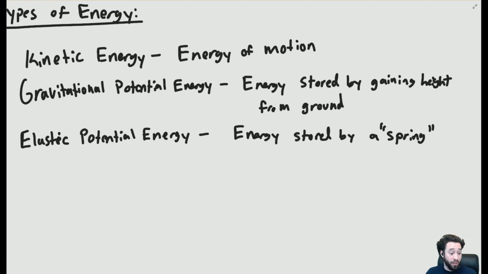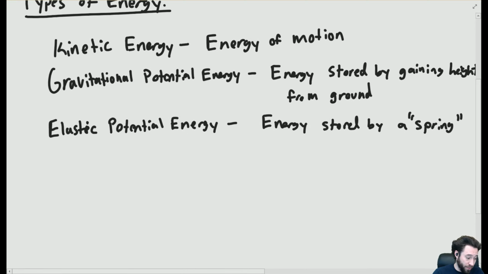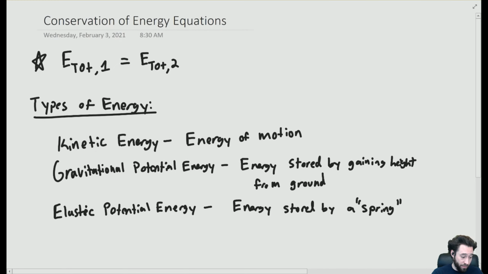Elastic energy is energy stored by a spring. So if I compress a spring and I let it go, it's going to release that energy. Or if I pull a spring and I let it go, it's going to release it and go in the opposite direction. Cool. All right. So those are the basic definitions.